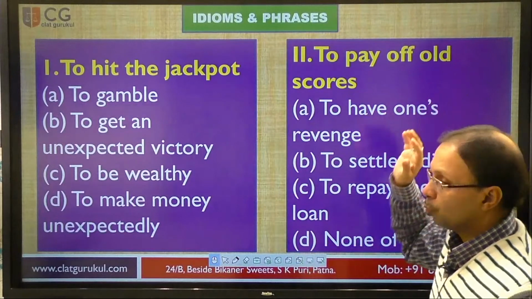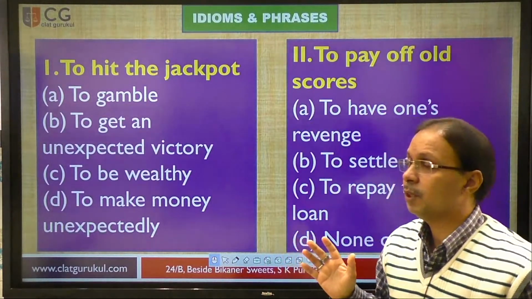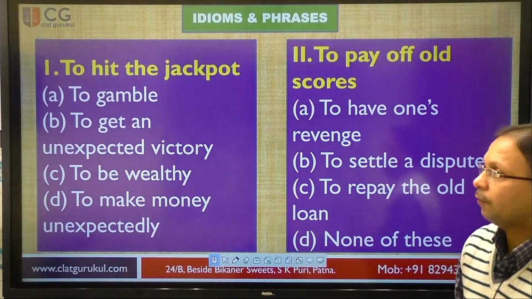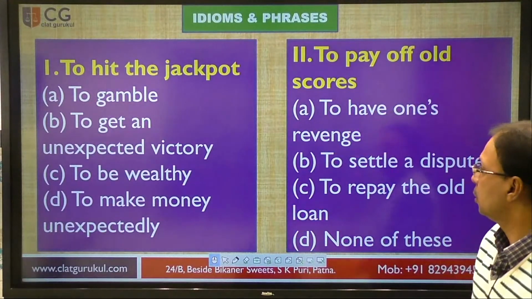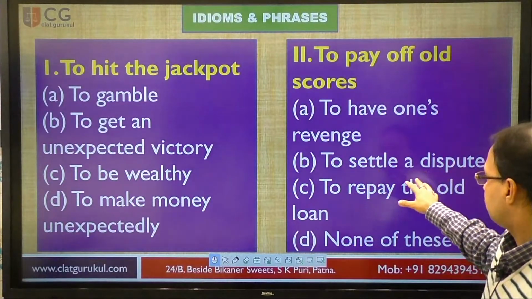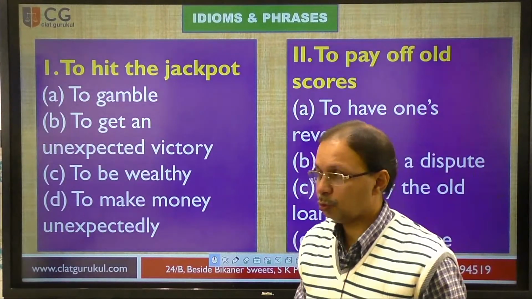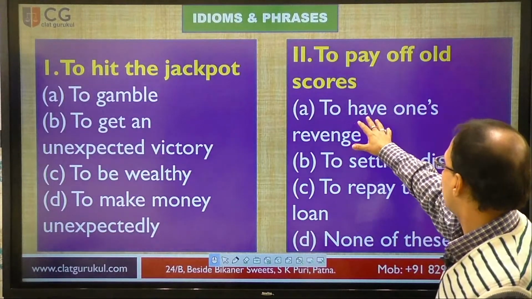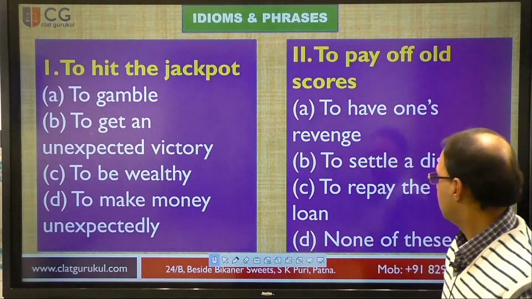To pay off old scores. Now what does it mean? It is a very important idiom from the perspective of the examination, because in many competitive examinations I have found this question. You may find this question, to pay off old scores. Four options are given here: to have one's revenge, to settle a dispute, to repay the old loan, and none of these. Then what should be the answer? To pay off old scores means to have one's revenge. Yes.